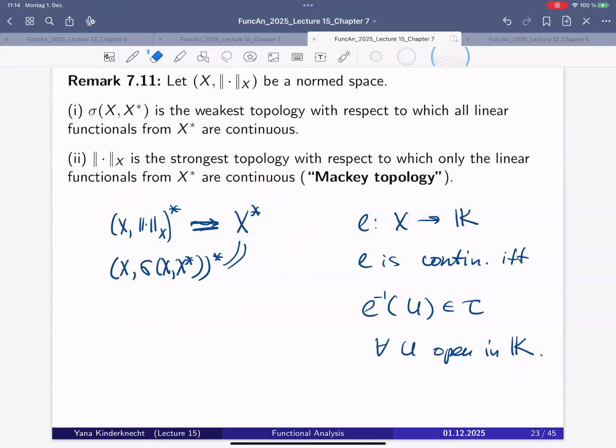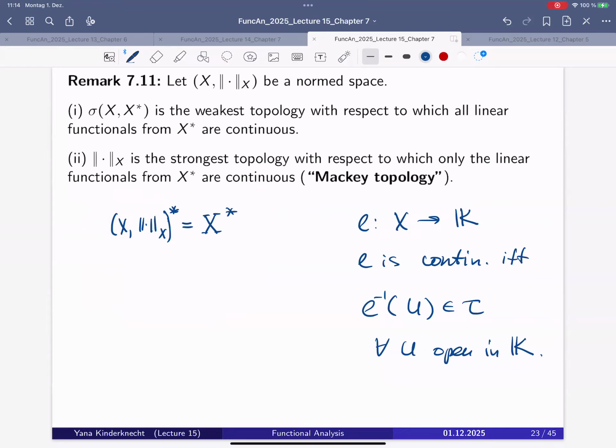So let me write it down once again. So we have a vector space X, and we endow it with some topology. So for example, we take a norm, and then we have a corresponding topology generated by the metric, which is generated by the norm. So this is a topological vector space, and hence it has its topological dual, the space of all continuous linear functionals on this space. This is denoted by X star.